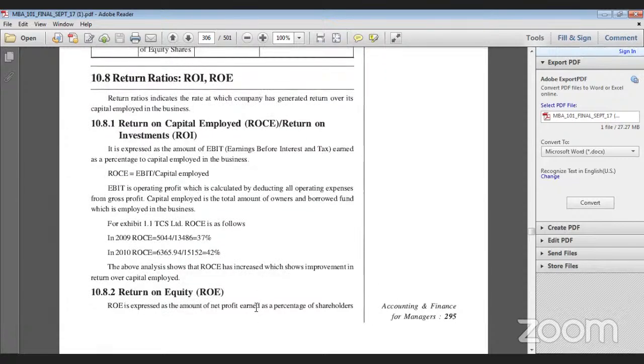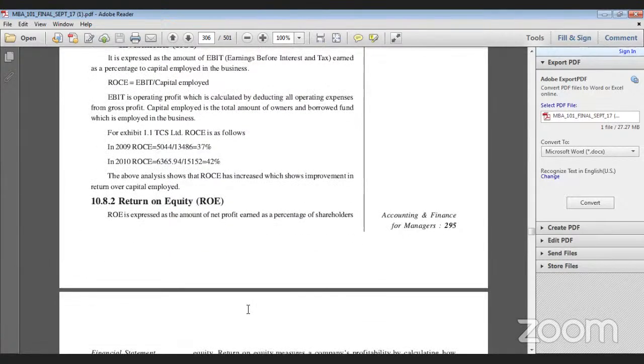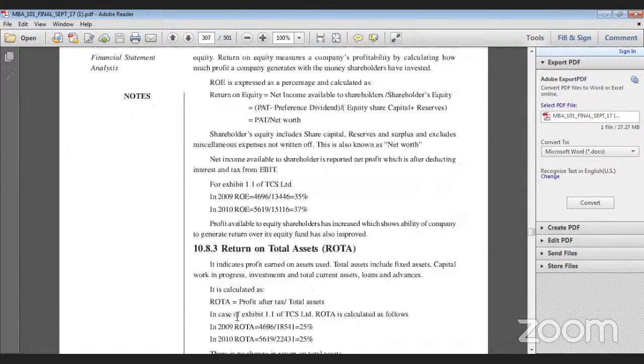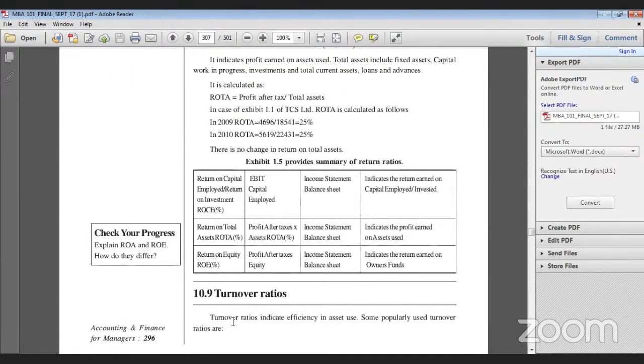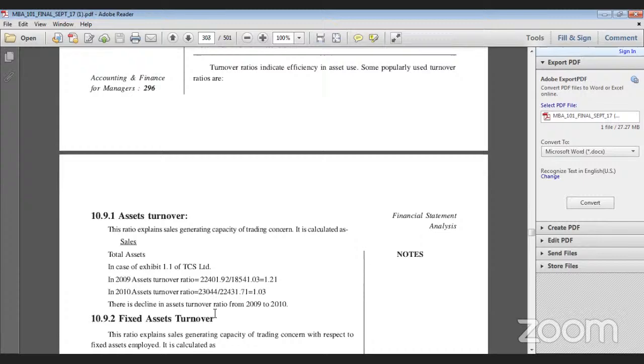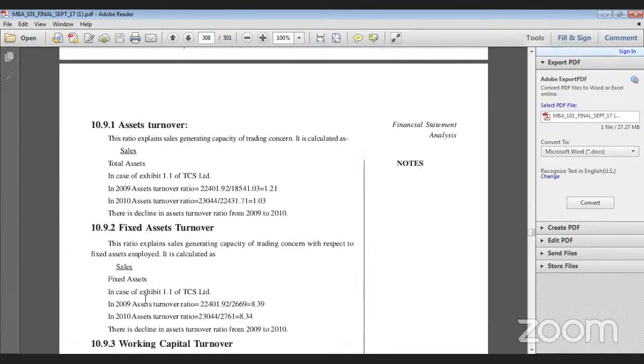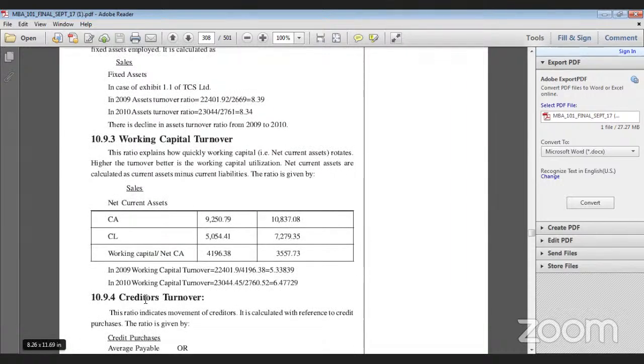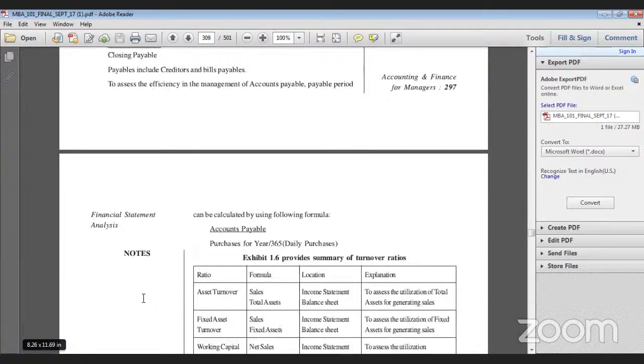After that, return ratios, ROI and ROE, return on capital employed and return on investment. They have given various ratios in table format. You can easily read it, and you can easily calculate it.